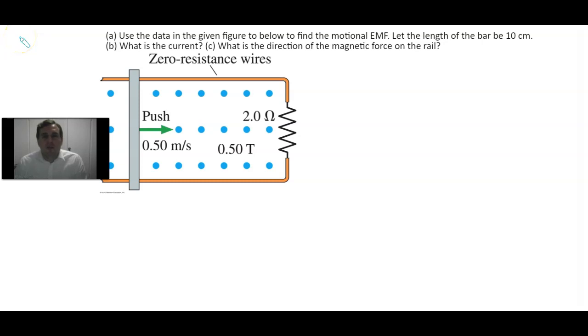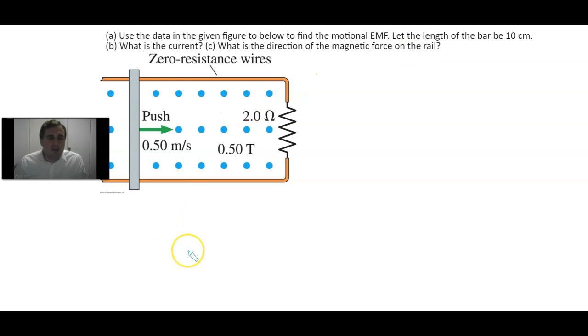I would like to record another video where this time we are looking at an electromagnetic induction problem that has the area changing as a function of time. So this is a bar on rails. Let's let these rails be frictionless, and we're going to use the data that we're given to calculate some things. A, use the data given in the figure below to find the motional EMF. Let the length of the bar be 10 centimeters. B, what is the current? C, what is the direction of the magnetic force on the rail?